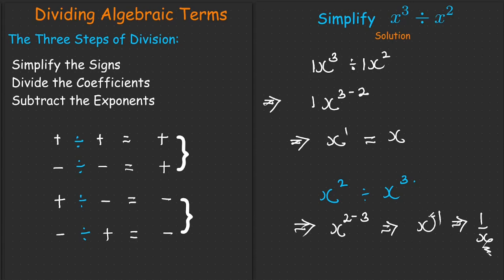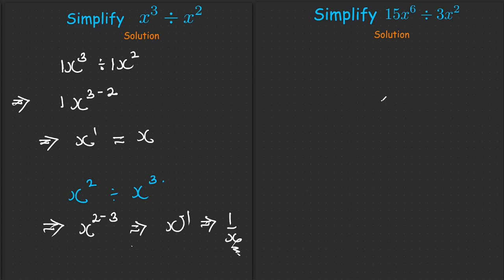With these basic ones done, let's look at more interesting ones. So for this example we have over here, it says 15x to the power 6 divided by 3x squared. Now looking at our signs, they are both positive. This is to tell us that we are expecting a positive answer as well. So we now simplify the coefficients. We have 15 divided by 3. So 15 divided by 3 gives us a 5.